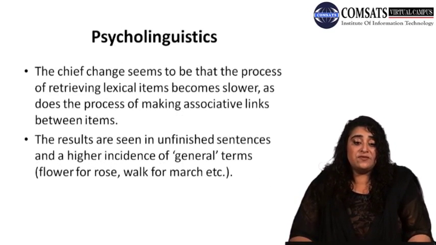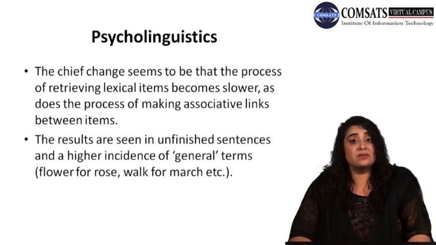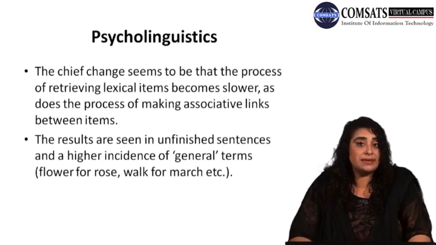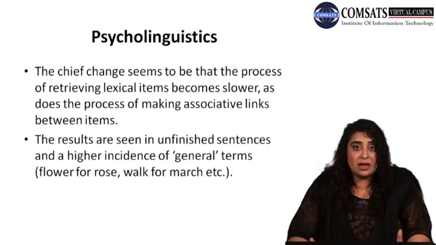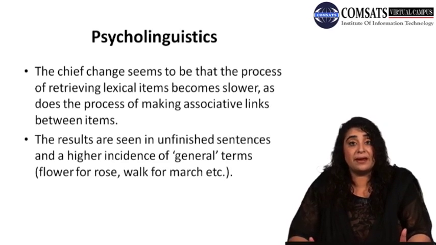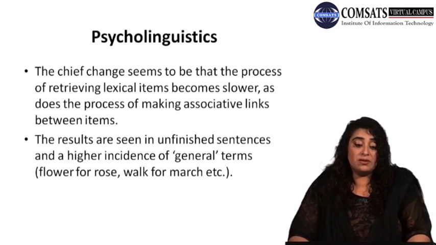Now, the chief change seems to be that the process of retrieving lexical items becomes slower, just like I was telling you right now, as does the process of making associative links between items. So not only is retrieving the vocabulary or the lexical items difficult for them, but also the process of making associative links between items, like linking two things together, or running them in parallel. That would be maybe difficult for them. So the results are seen in unfinished sentences and a higher incidence of general terms, such as flower for rose.